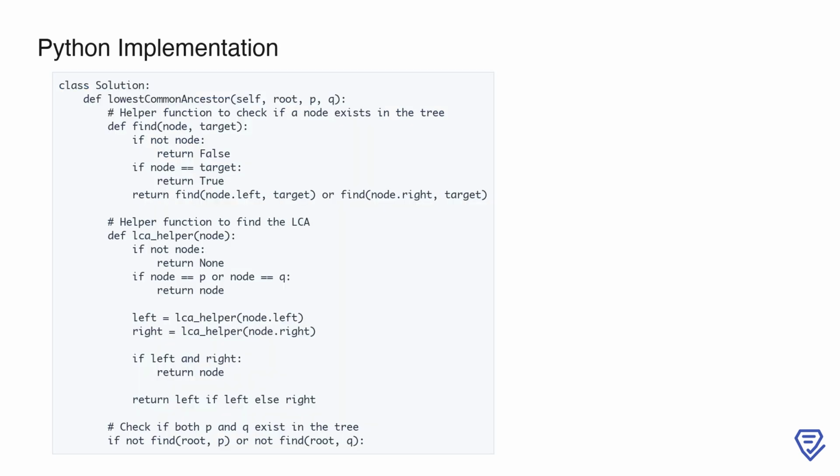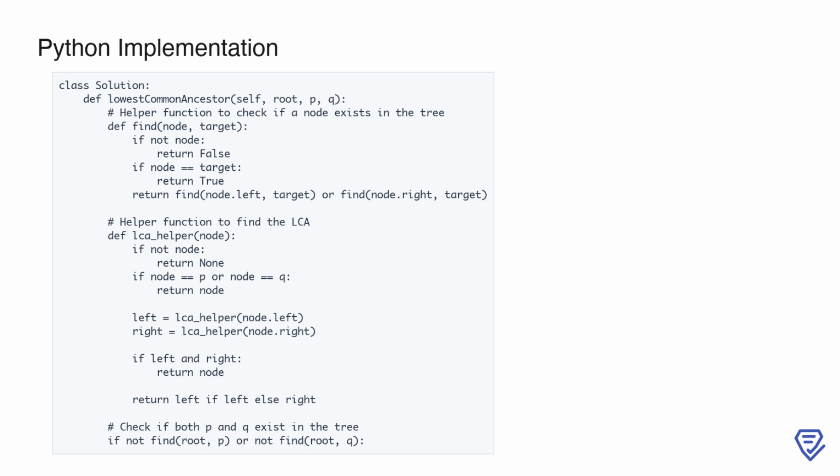Here, we start by defining the lowest common ancestor method within the solution class. The goal of this function is to find the lowest common ancestor of two nodes, P and Q, in a binary tree. To achieve this, we first define a helper function called find. This function is used to check if a given target node exists in the tree. It recursively searches through the left and right subtrees, returning true if the target node matches the current node or is found in either subtree.